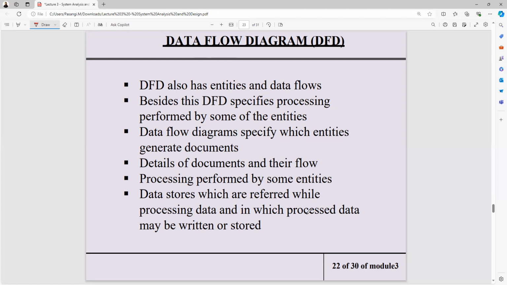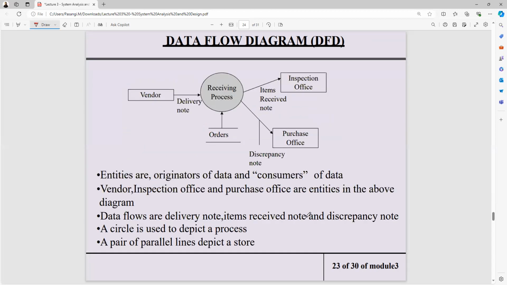These are the few things which we have to know when it comes to data flow diagrams. Now, the data flow diagrams continued. These are the entities: vendor, orders, inspection office, and the purchase office. These are the notes: delivery notes, discrepancy note, and the items received notes. And what would be in the middle? The entire process will be the receiving process.